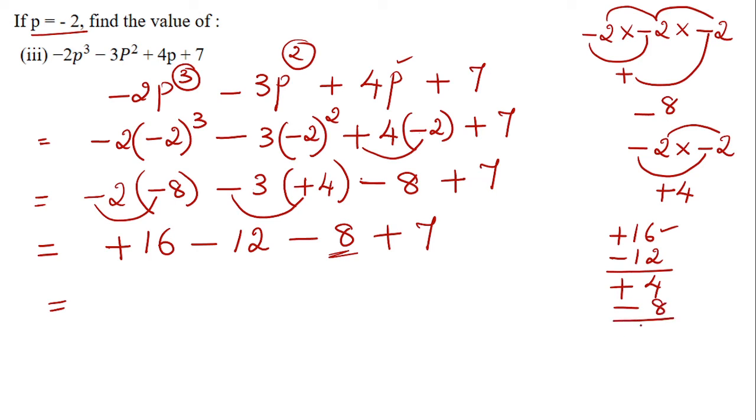Two different signs. Put the bigger number sign as minus. 8 minus 4 is 4. And then we have plus 7. Two different signs. Put the bigger number sign and subtract. 7 minus 4 is 3. So the answer is plus 3.